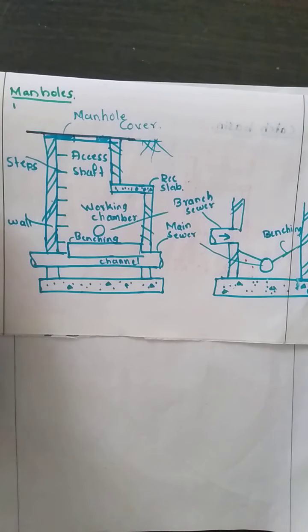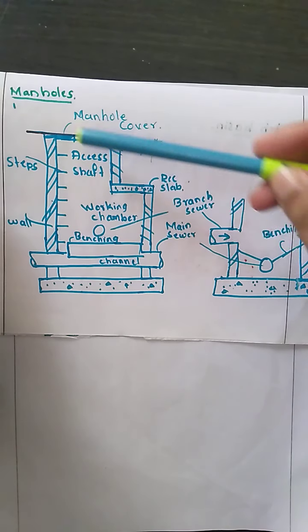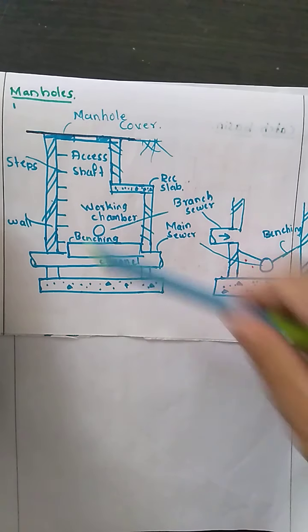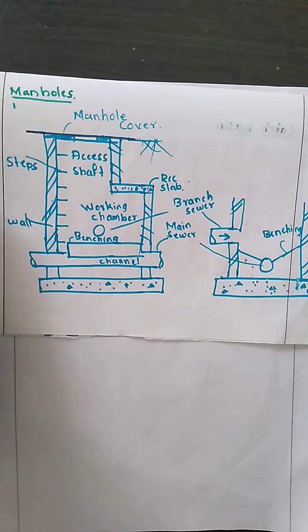Then steps and ladders are meant for climbing. If a person wants to enter the manhole, he will enter and go through these steps. These steps are made up of cast iron, and the center to center distance between two steps is around 20 centimeter. The vertical distance between the steps may be kept up to 30 centimeter also, but normally it will be around 20 centimeter.